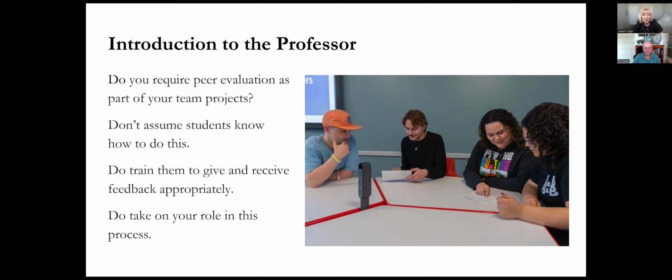Your role in this process is going to be to pick an evaluation form that works for you and where you are in your team projects, usually something that includes both numerical scales and places to give individual comments, and also to make sure that you give this to your students and collect that information a few times during the course of the project so they get used to that process. So that's what we have for the professor.